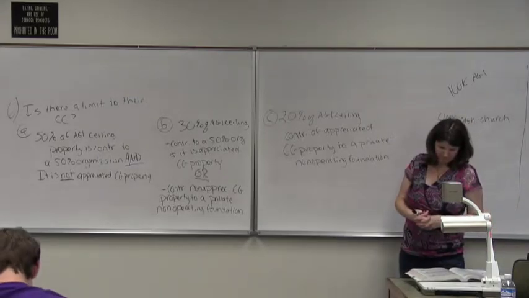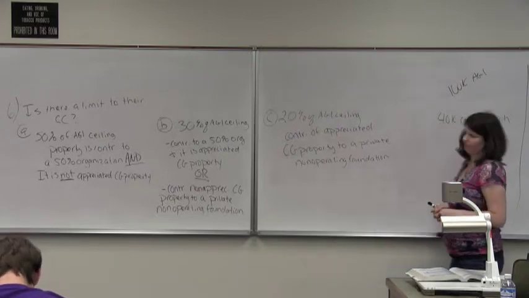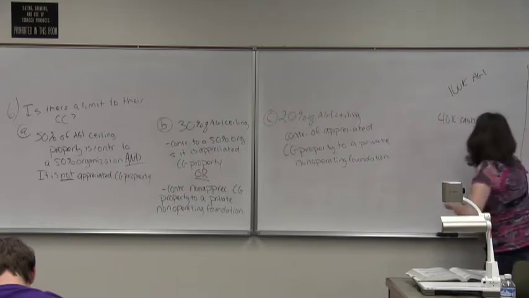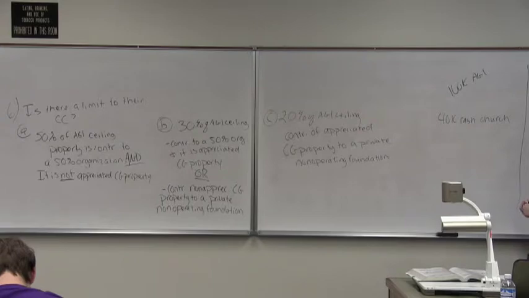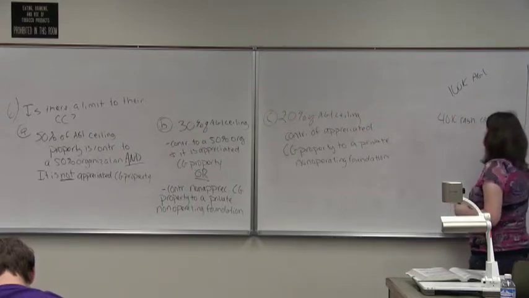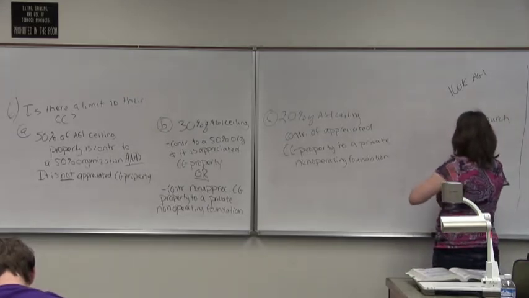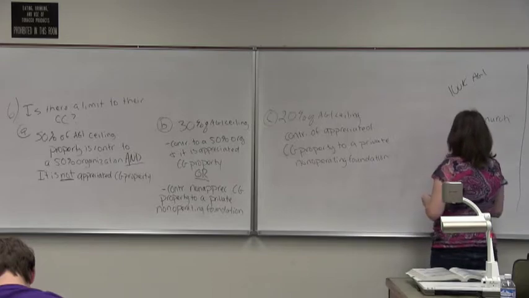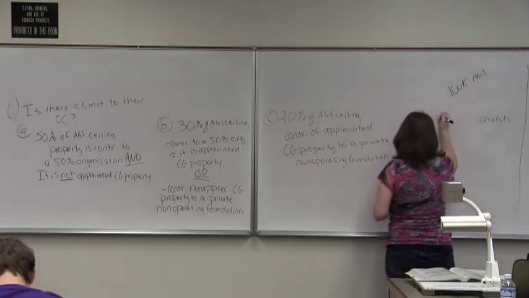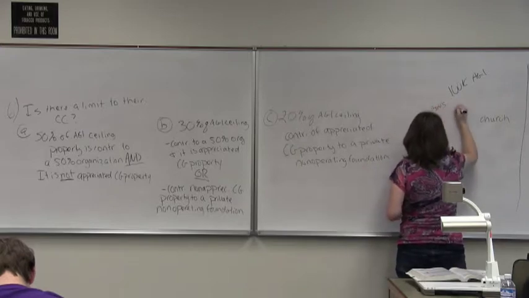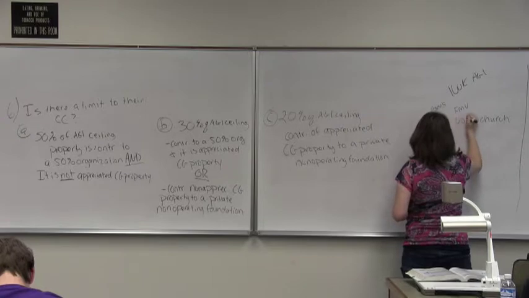Let's see. What if, these aren't examples in the book, so I'm kind of making them up as I go along. Okay, so what if this taxpayer, instead of contributing cash to their church, is going to contribute land, okay? And it has a basis of $40,000 and a fair market value of $60,000.